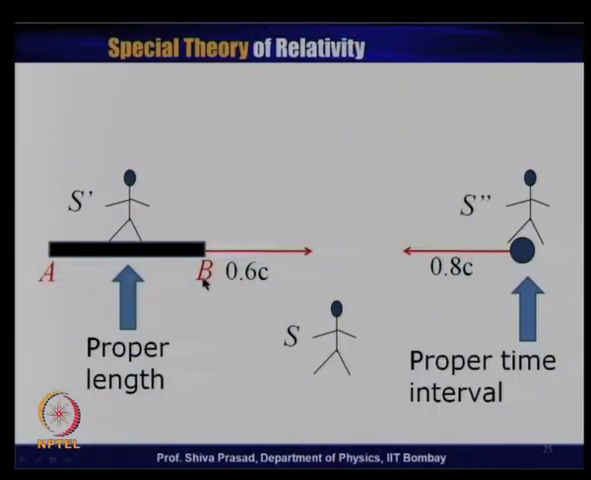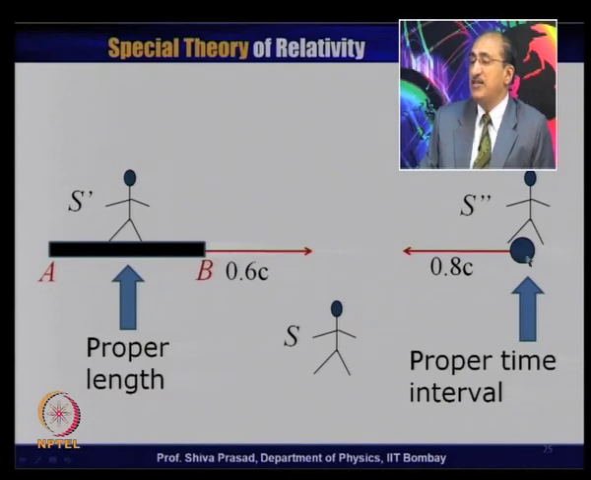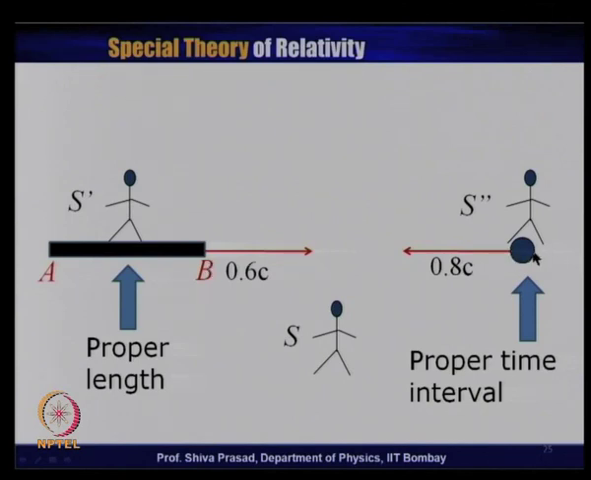This is what has been shown here in this particular transparency: it is the S prime frame of reference in which the length is proper, and it is the S double prime frame of reference in which the time interval is proper. If our problem was not mentioning the S frame of reference, these two would be just like the train and the compartment problem. The difference here is that we have now been given a third frame in which this rod as well as this particular particle both are moving. And we realize that in the S frame, neither the length nor the time interval is proper.